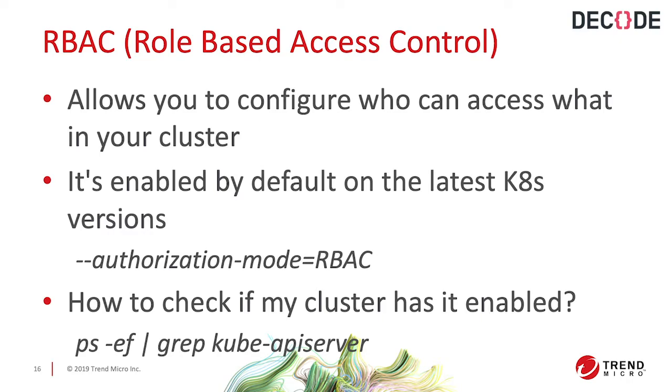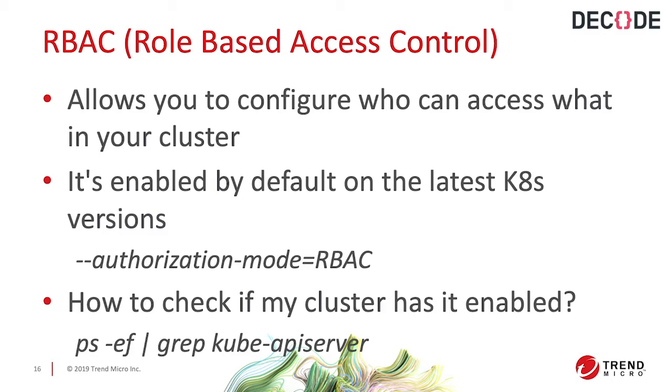Right now it's enabled by default on the latest Kubernetes version. You can see that from this flag authorization-mode RBAC, even on the previous slide, you can see that on the image, right? So how do I check if my cluster has it enabled? It's the same command that we showed before for the Kube API server, right? So the RBAC is going to allow you to configure who can access what in your cluster, right? So we highly recommend, if you don't have that enabled, if you're using previous versions of Kubernetes, that you enable that for the RBAC authorization.